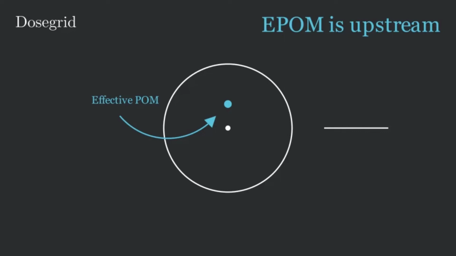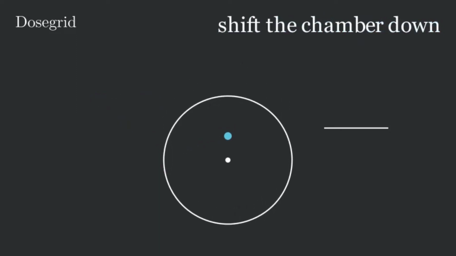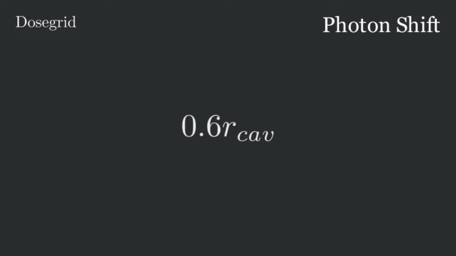So which way do we have to shift our chamber if we want to align to the effective point of measurement? We have to shift our chamber down. TG-51 gives us two equations, one for photons, one for electrons, for how much we should shift by. For photons, it's 0.6 times the radius of the cavity. And for electrons, it's 0.5 times the radius of the cavity.